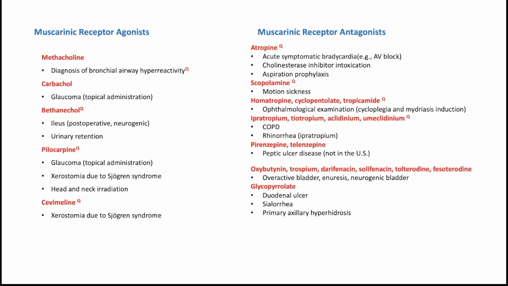It can also be used in the treatment of primary axillary hyperhidrosis. Then dicyclomine and hyoscyamine are very important drugs to reduce symptoms related to abdominal pain associated with diarrhea and irritable bowel syndrome. Next we have trihexyphenidyl and benztropine. These are central anticholinergic agents useful in the treatment of drug-induced parkinsonism.